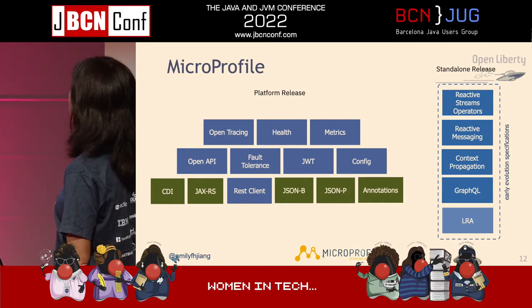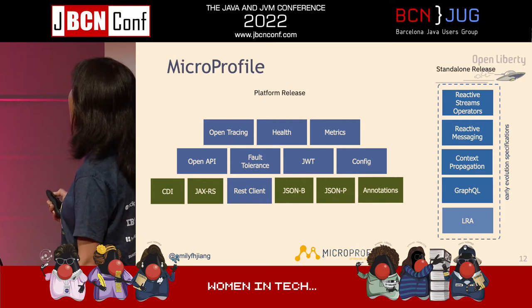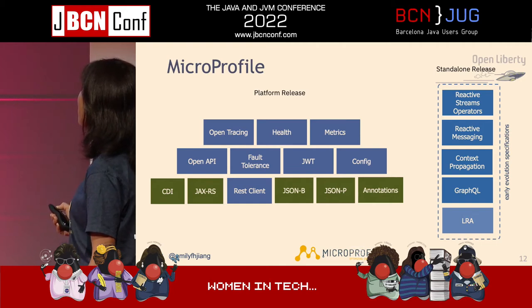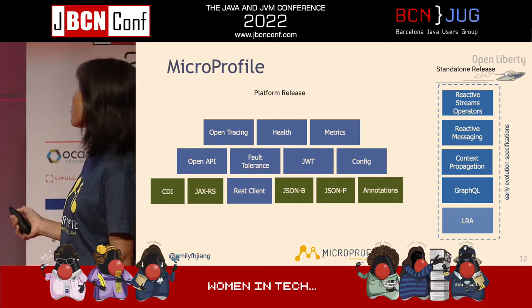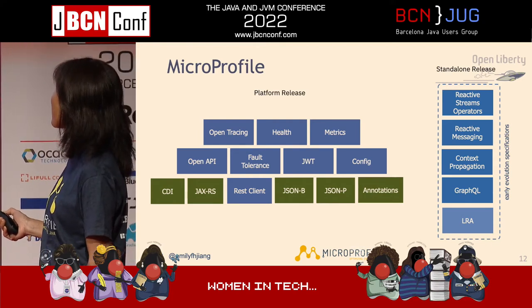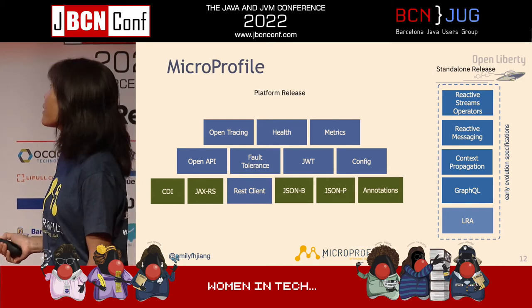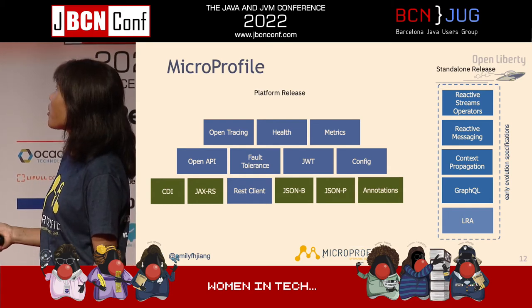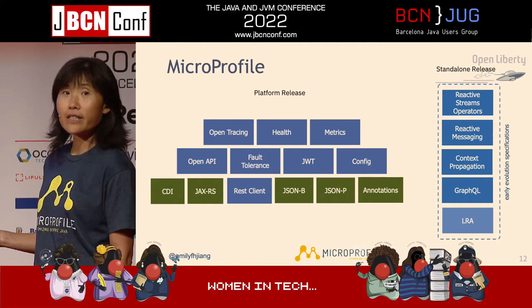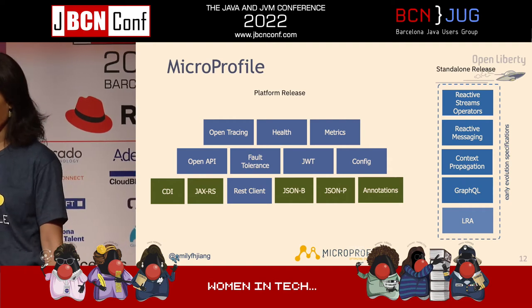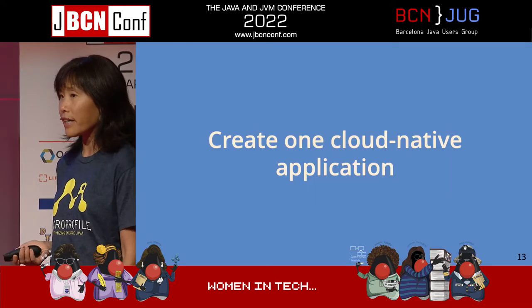These two are to create reactive microservices. And then this is the asynchronous programming model. And for the context propagation, this is based on GraphQL. This is microservice transaction. In this talk, I will just talk about all these platform releases, so I use MicroProfile 4.1 as an example.